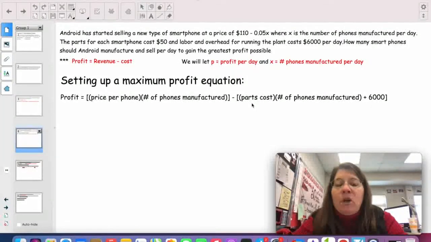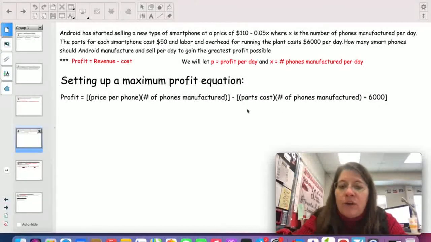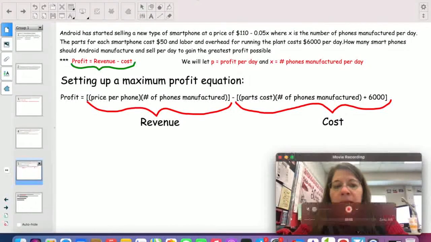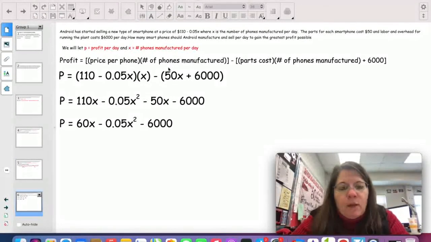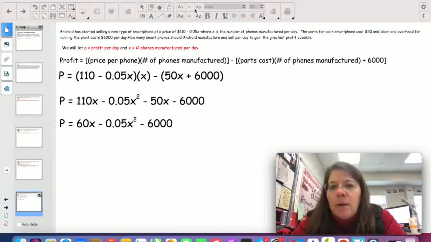We're going to subtract from that the cost. Now, if you think about what cost entails, the cost of your parts times the number of phones that you've manufactured. Every phone has the same amount of cost associated with it. So if you multiply the number of phones times how much they cost to produce, and then add to that the $6,000 to run the plant, that gives you your entire cost of generating the phone. So this part of the equation is your revenue, this part of your equation is your cost.